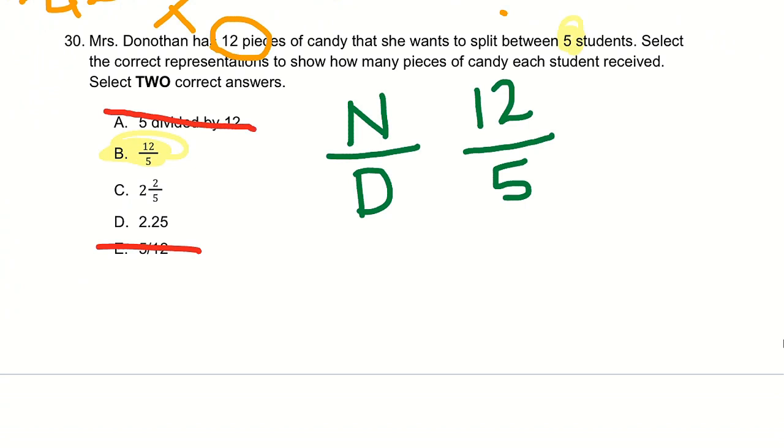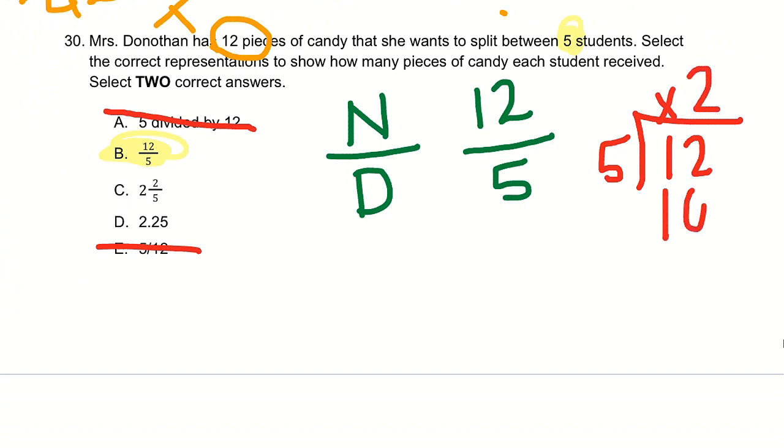Okay, so let's do our division here. And I know 12 goes in the house and 5 goes outside. 5 will not fit into 1, so I'm not going to put anything on top there. But 5 fits into 12 2 times, and that gives me a remainder of 2. I'm going to write this as a fraction. 2 fifths. Look at that, guys. That is an answer choice right here. So I'm going to get rid of D. And we have 2 answers, B and C.